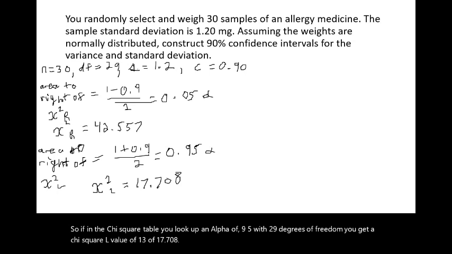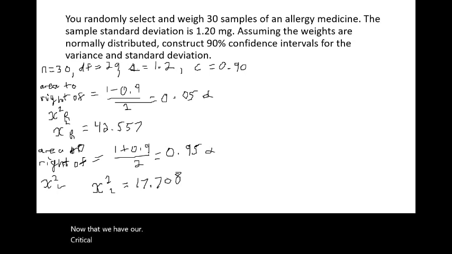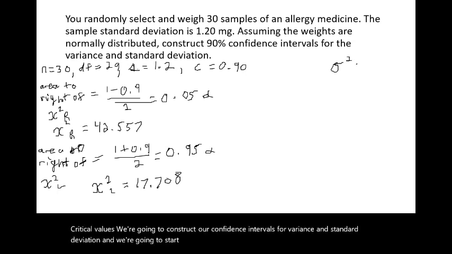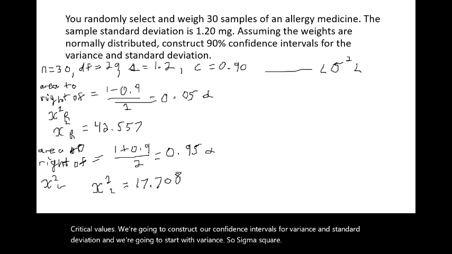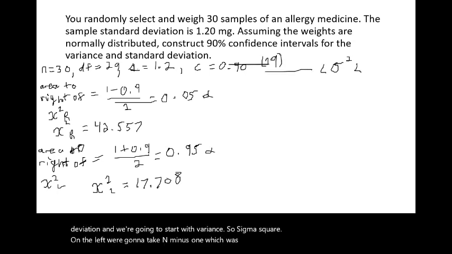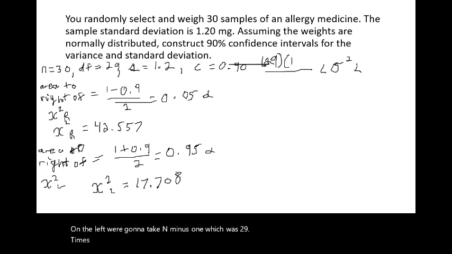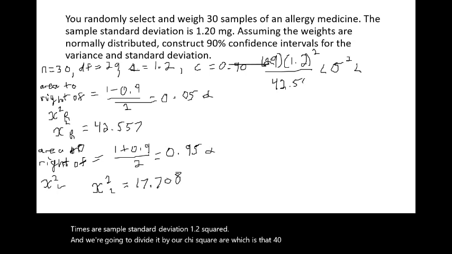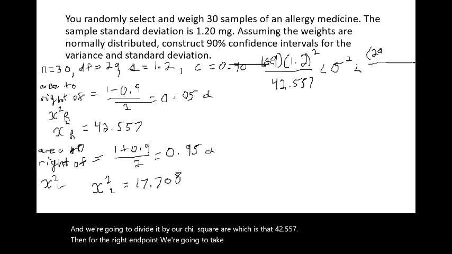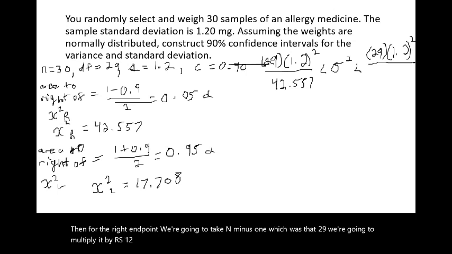Now that we have our critical values, we are going to construct our confidence intervals for variance and standard deviation, and we are going to start with variance. So sigma squared. On the left, we're going to take n minus 1, which was 29, times our sample standard deviation, 1.2 squared, and we're going to divide it by our chi-square R, which is that 42.557. Then for the right endpoint, we're going to take n minus 1, which was that 29. We're going to multiply it by our s, 1.2 squared, and then we're going to divide it by chi-square L, which is 17.708.